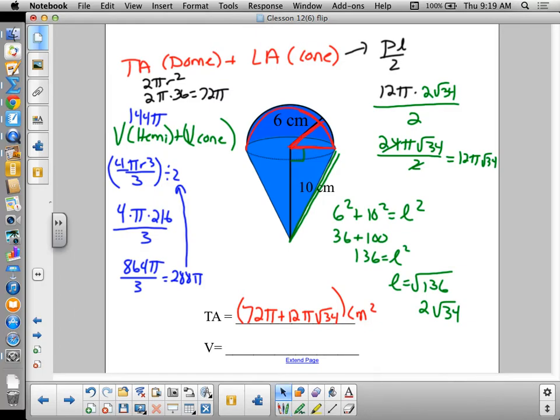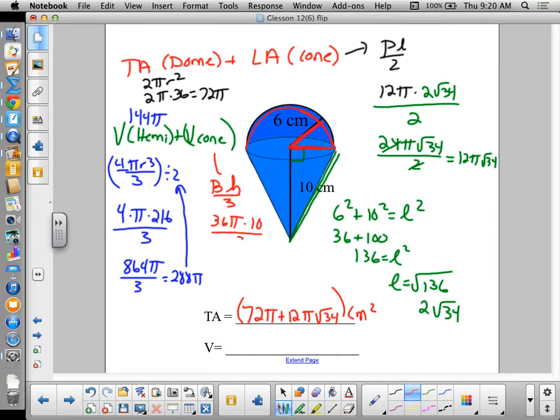The volume of the cone, you recall, is base area times height divided by 3. My base area is pi r squared, so that's 36 pi, times the height of 10 over 3, so that's 360 pi over 3, or 120 pi. Now those two terms actually combine. That gives me 264 pi. And there's my total volume.